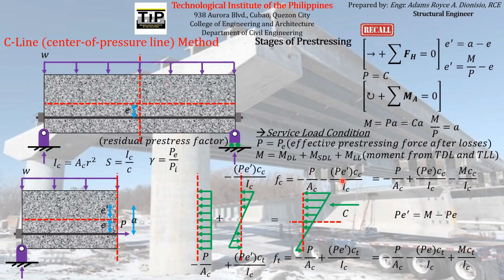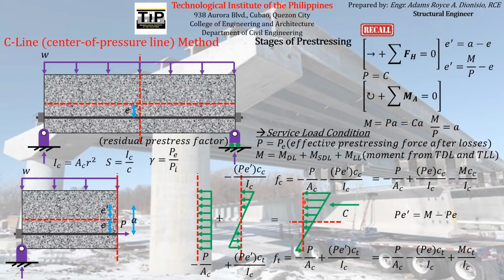So again, what I want to point out is that this formula we got from the C-line method is actually equal to the formula that we got from the basic concept method. Technically, they are the same, just seen from a different perspective. We are looking at this formula in terms of the bending moment and the moment produced by the pre-stressing reinforcement, and we are looking at this formula with respect to the pre-stressing force and the distance of the total compressive force with respect to the neutral axis.